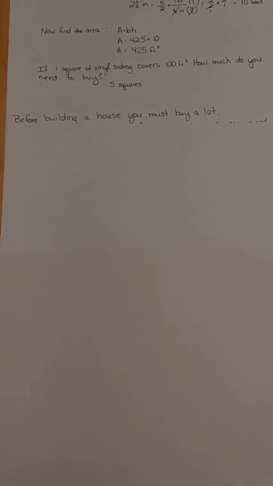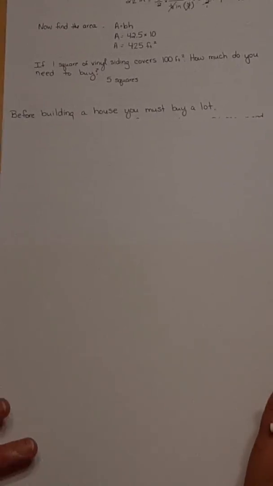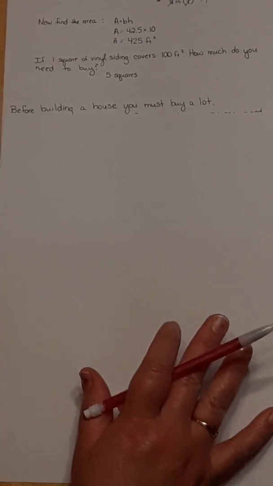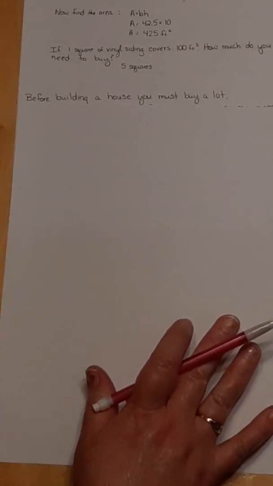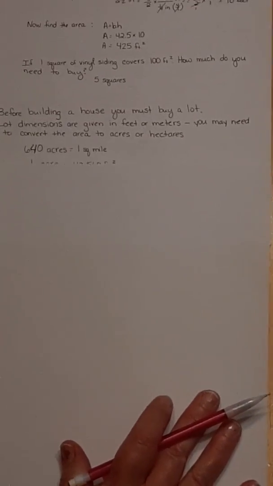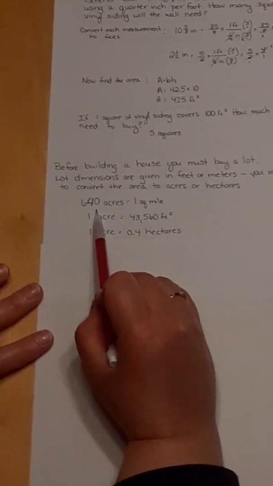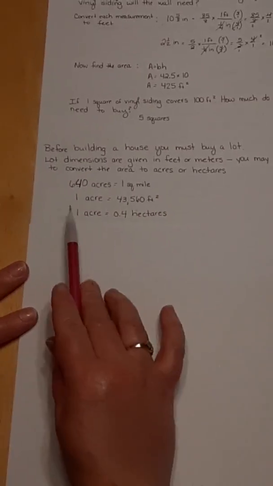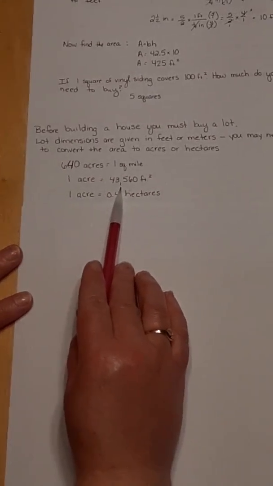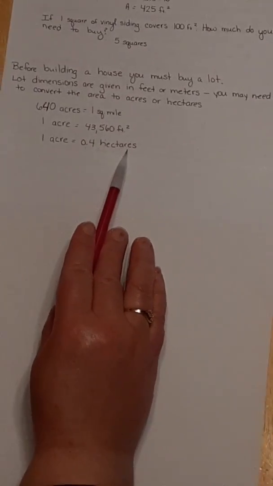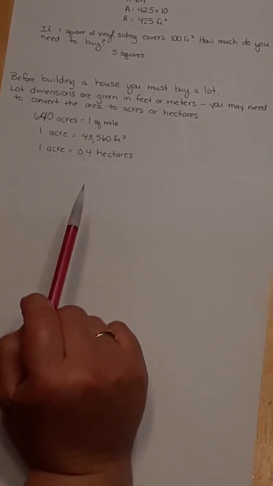Lots are normally measured by feet and inches, and acres is a large portion of it. So we're going to use some scales that the book gives us. These are the measurements that are prearranged that we know. We know that 1 square mile really equals 640 acres, and 1 acre is 43,560 square feet. And 1 acre is 0.4 hectares, which is definitely larger than an acre here.